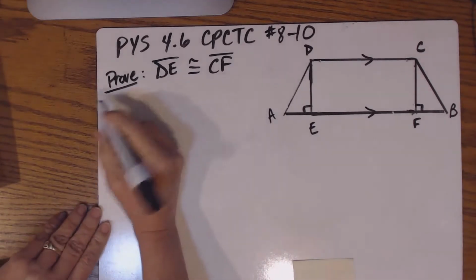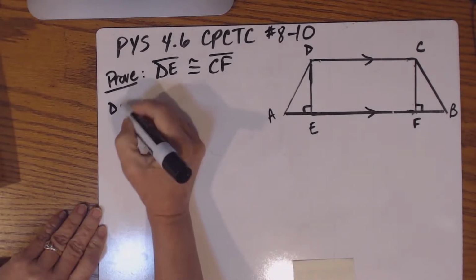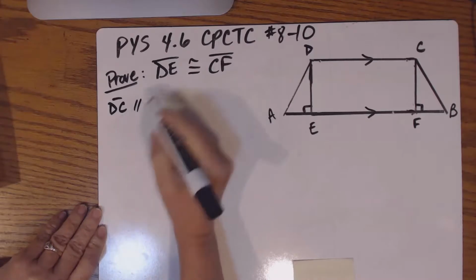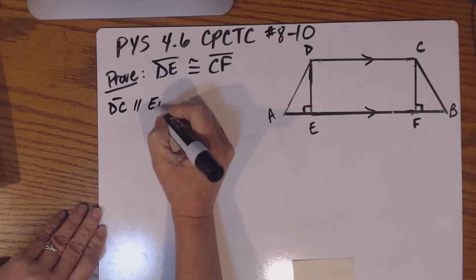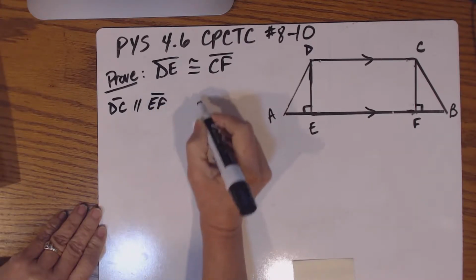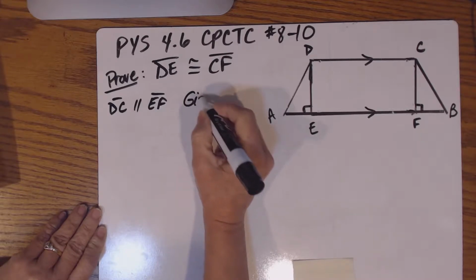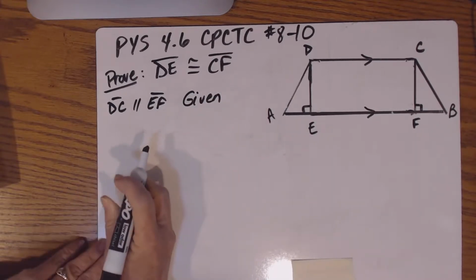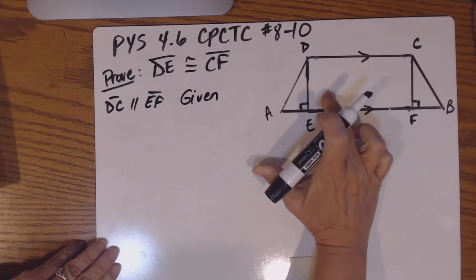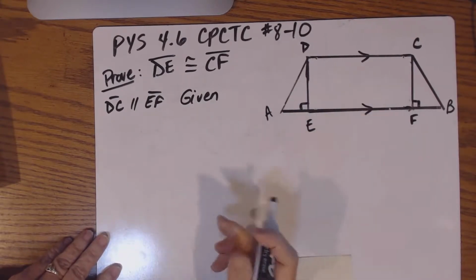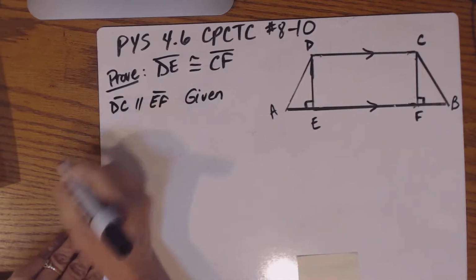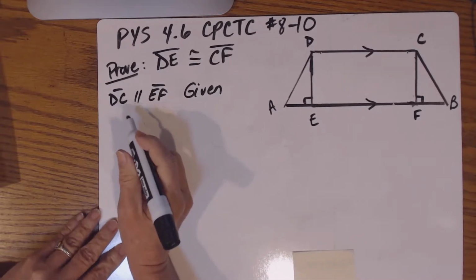So we are going to start with the two statements, DC parallel to EF. These are givens, right? They're given through the diagram. And like I said, I can't yet make the statement that this is a right angle. I know it is, obviously, but I have to show that. I have to prove how I know that.